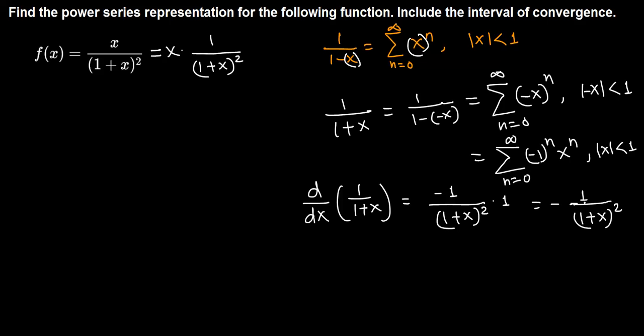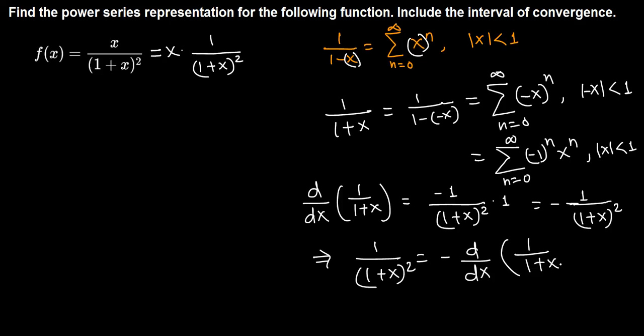Okay, here's a success. So the derivative of 1 over 1 plus x is in fact negative 1 over (1 plus x) squared. So to find the power series of 1 over (1 plus x) quantity squared, we can multiply both sides by negative. So if I multiply here and there by negative, this implies 1 over (1 plus x) quantity squared is negative the derivative of 1 over 1 plus x.